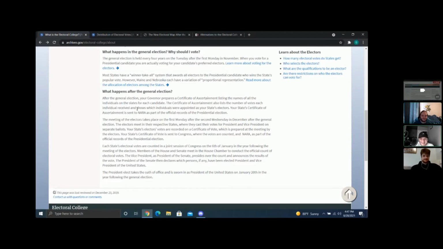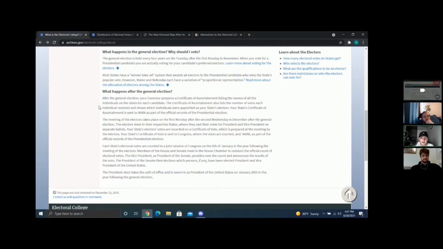All right, last thing here for this article. What happens after the general election? After the general election, your governor prepares a certificate of ascertainment listing the names of all the individuals on the slates for each candidate. The certificate of ascertainment also lists the number of votes each individual received and shows which individuals are appointed as your state's electors.